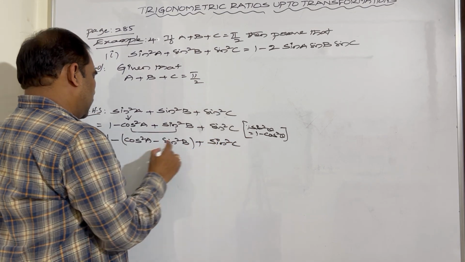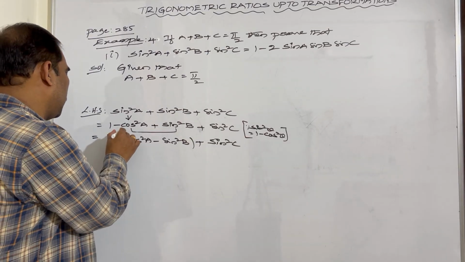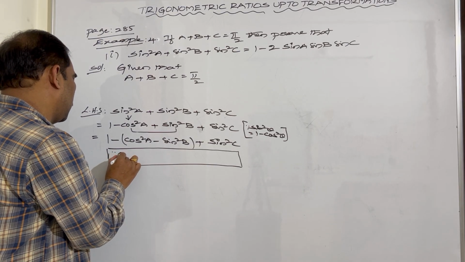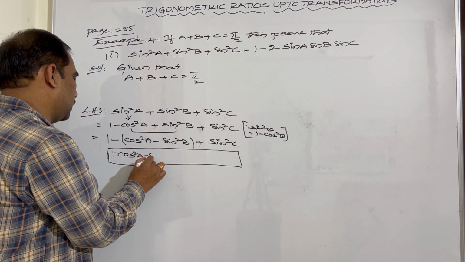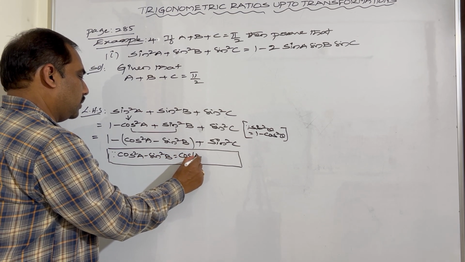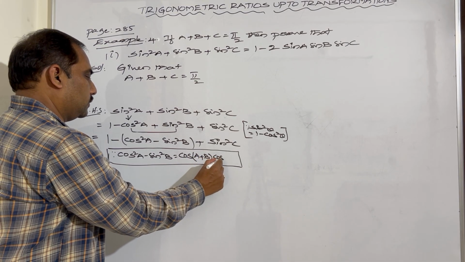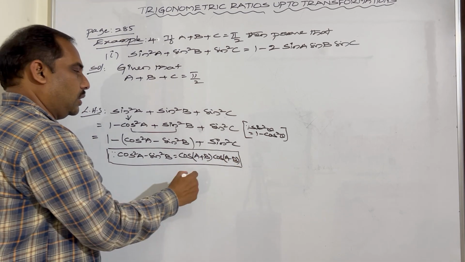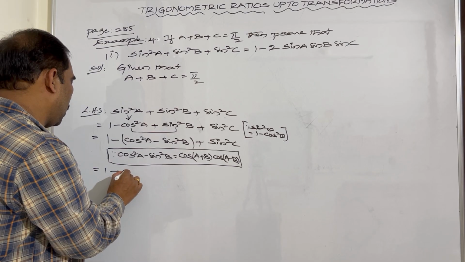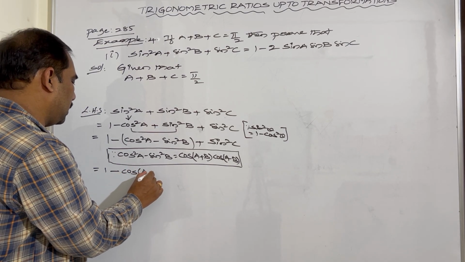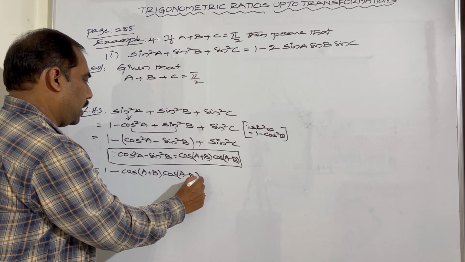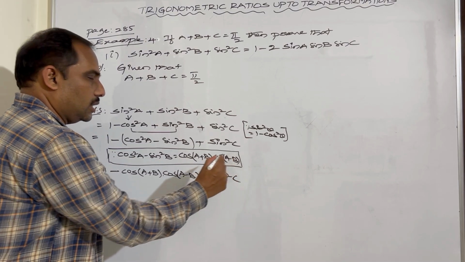See, what is the importance of taking the minus common here? When you take minus common from both the terms, it comes under one of the known formulae, that is cos square a minus sin square b. We know that for cos square a minus sin square b, the formula is cos of a plus b into cos of a minus b. So you can apply this formula there. For this we can write 1 minus cos of a plus b into cos of a minus b, and plus sin square c as it is.